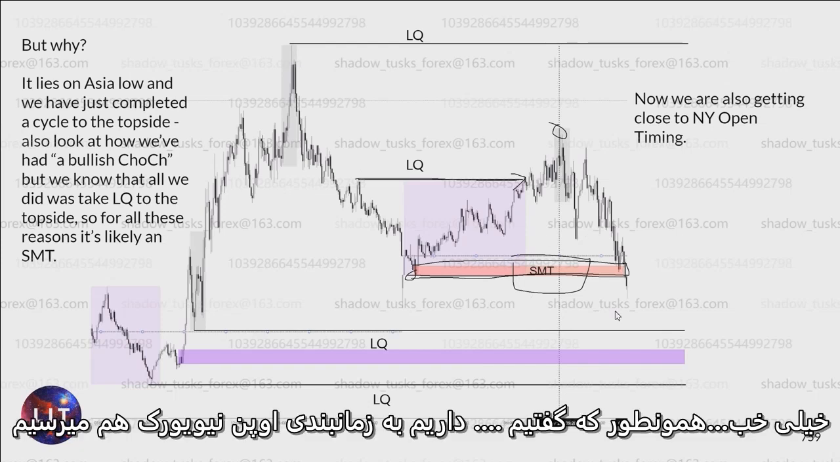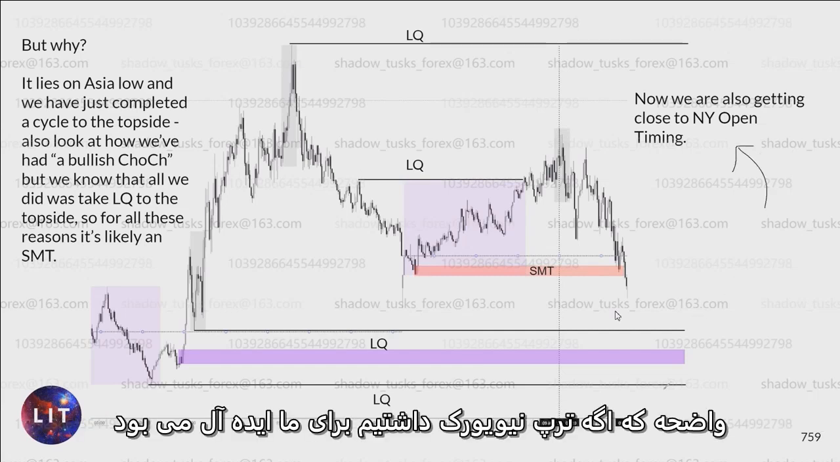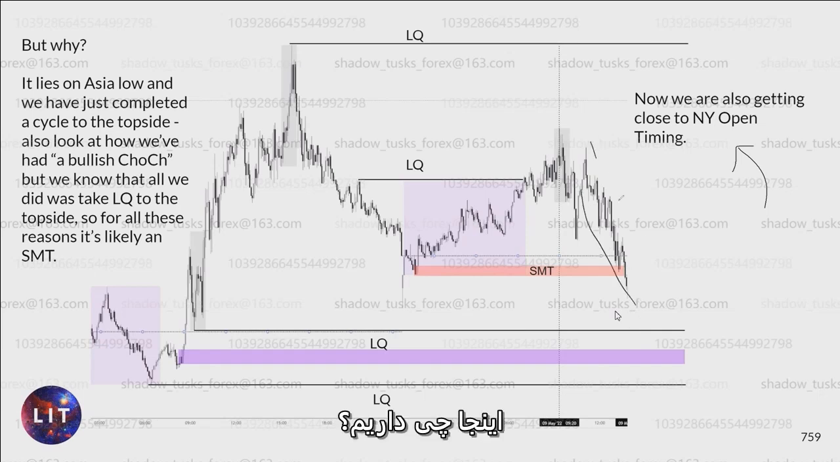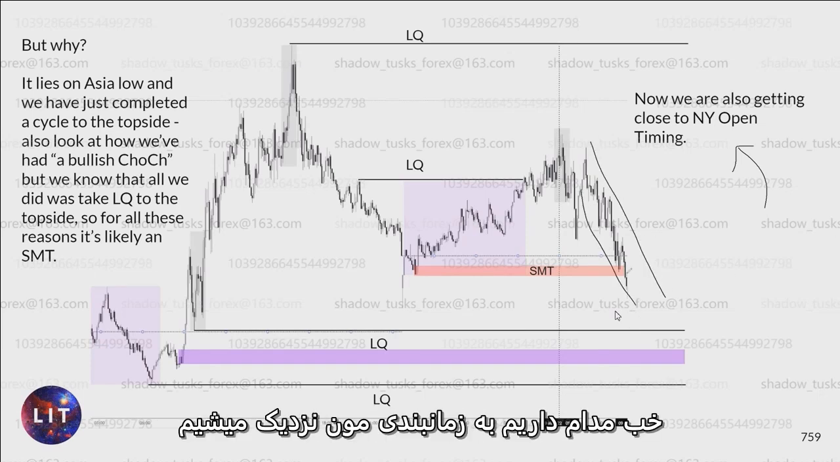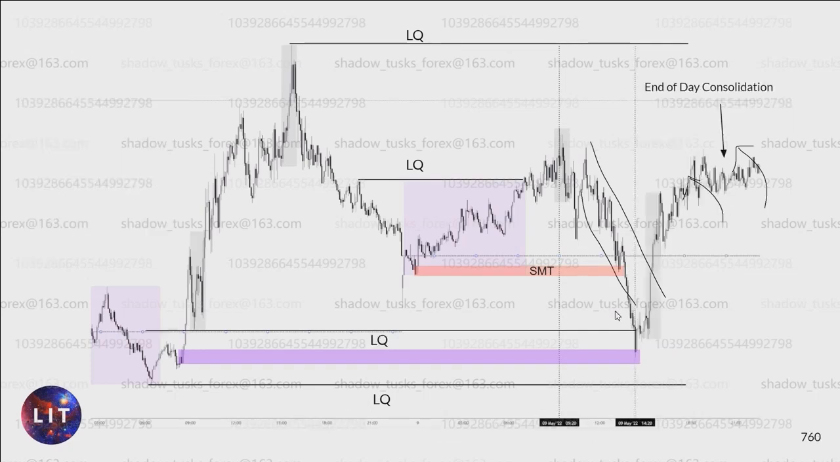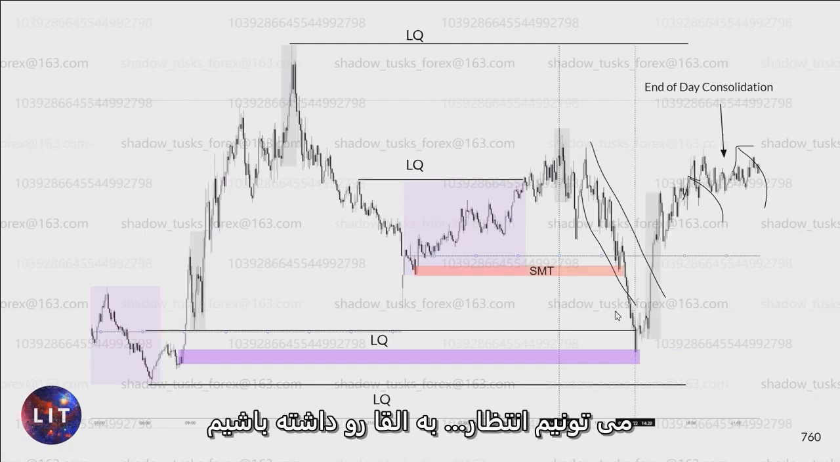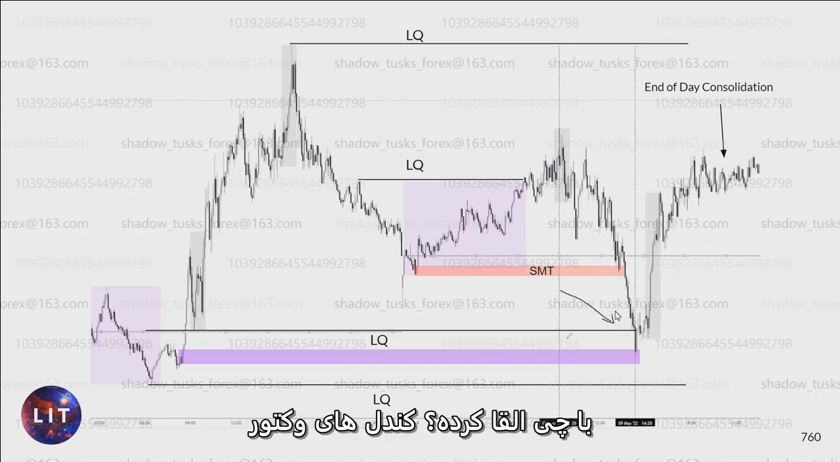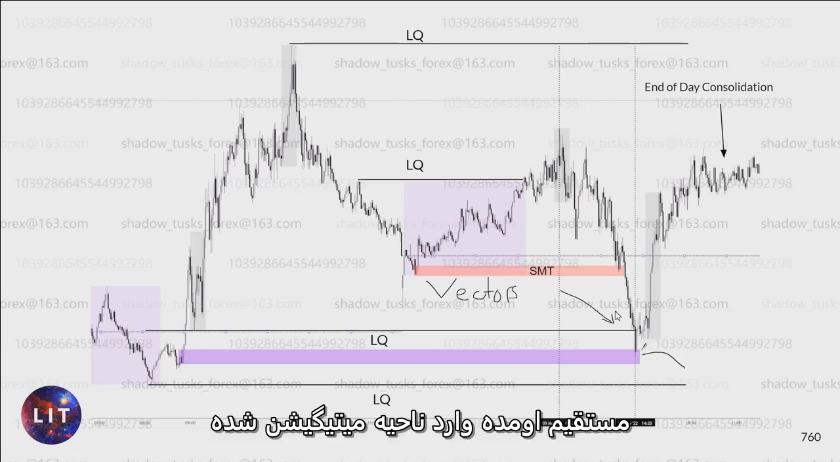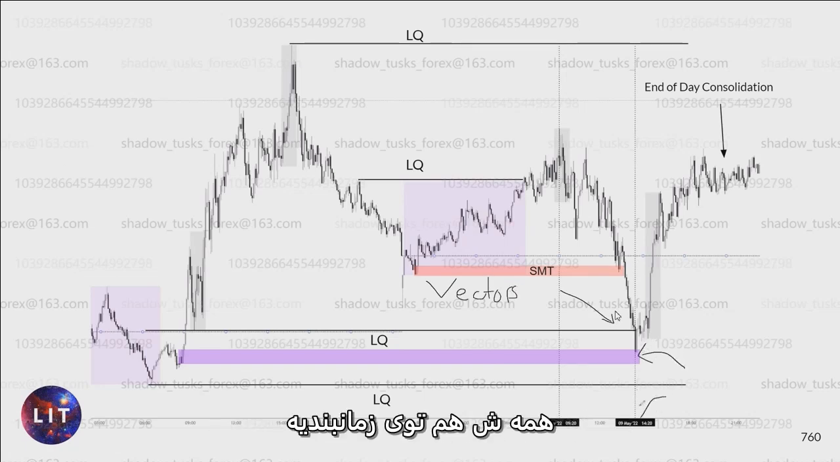So like we said, we're also getting close to New York open timing. Obviously, it would be ideal if it was a New York trap, but we have to make do with what we have. Also, look at this. What do we have here? Big channel. So we're getting close to our timing. So what can we expect? Well, we can expect inducement. What did we induce with? Vectors. Perfect. Right into the mitigation zone, all within our timing.